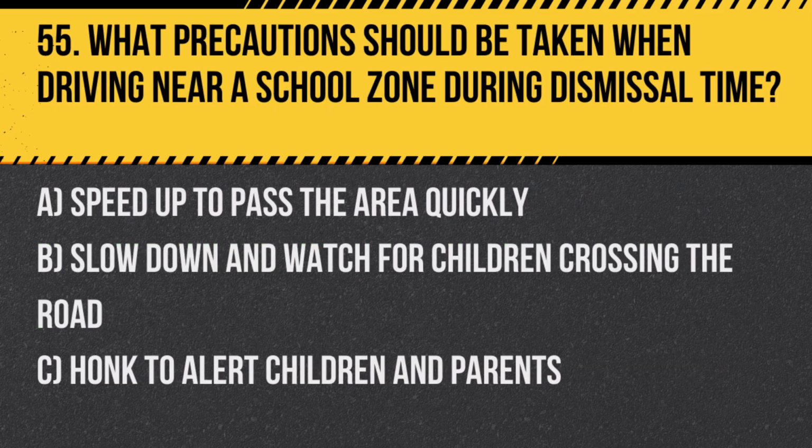Question 55. What precautions should be taken when driving near a school zone during dismissal time? A. Speed up to pass the area quickly. B. Slow down and watch for children crossing the road. C. Honk to alert children and parents.